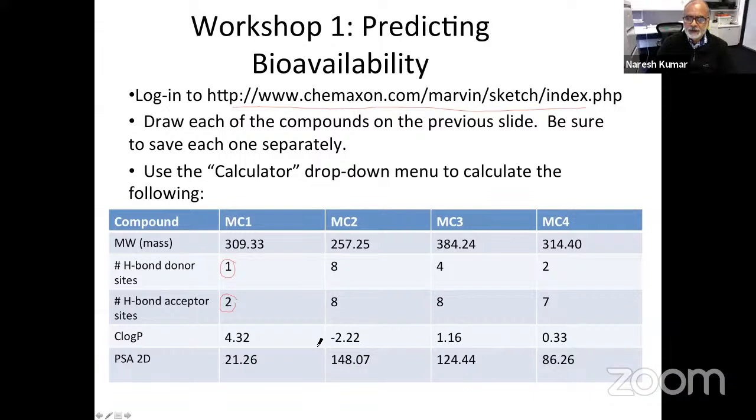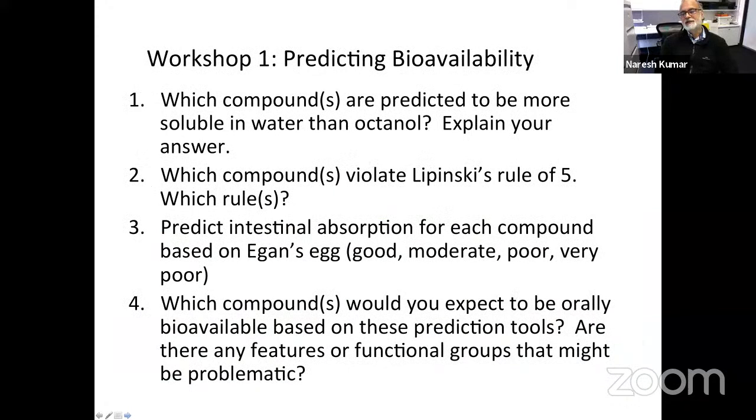I must tell you that the log P values can vary from one software to the other, but the trend will be very similar. So don't worry if you get a different value of C log P when you calculate it yourself. Similarly, the polar surface area can give you slightly different values. But what I want you to do is answer these questions from the data that is provided. So the first question I have for you is, which of these compounds is predicted to be more soluble in water than ethanol? And then you need to explain your answer.